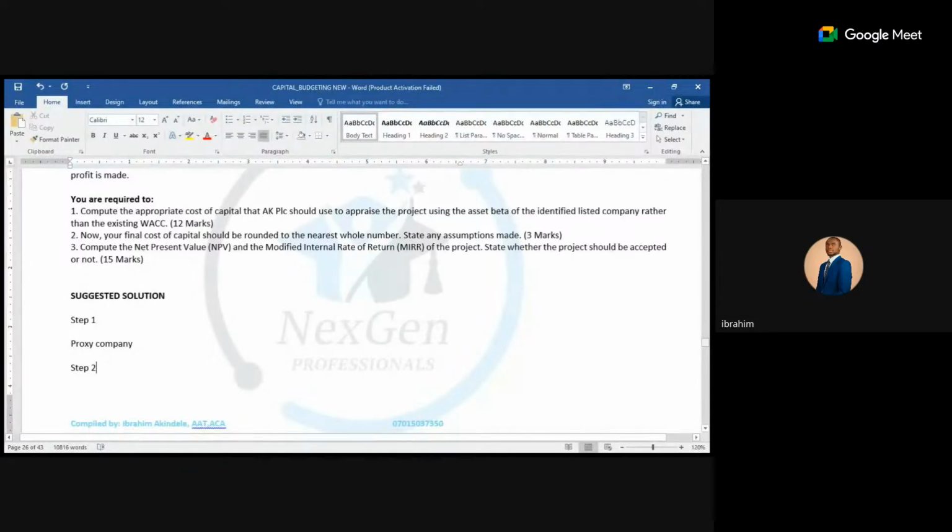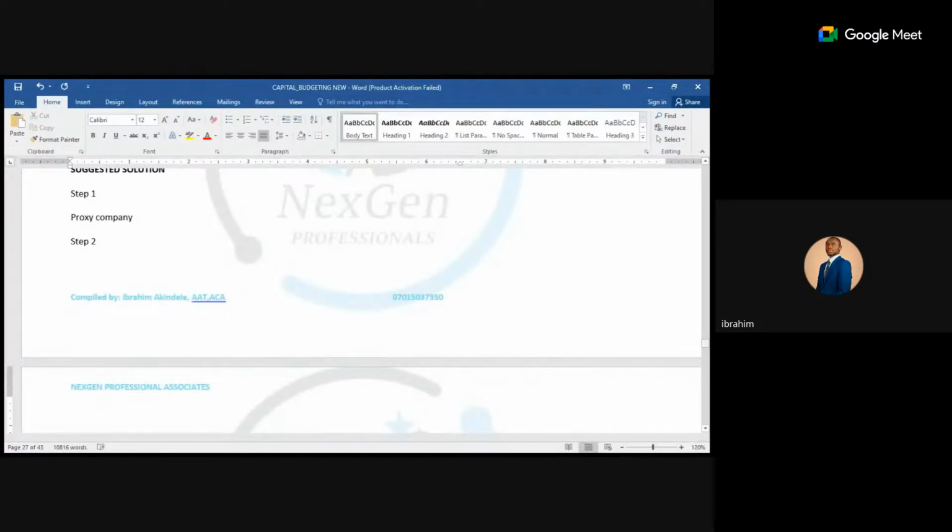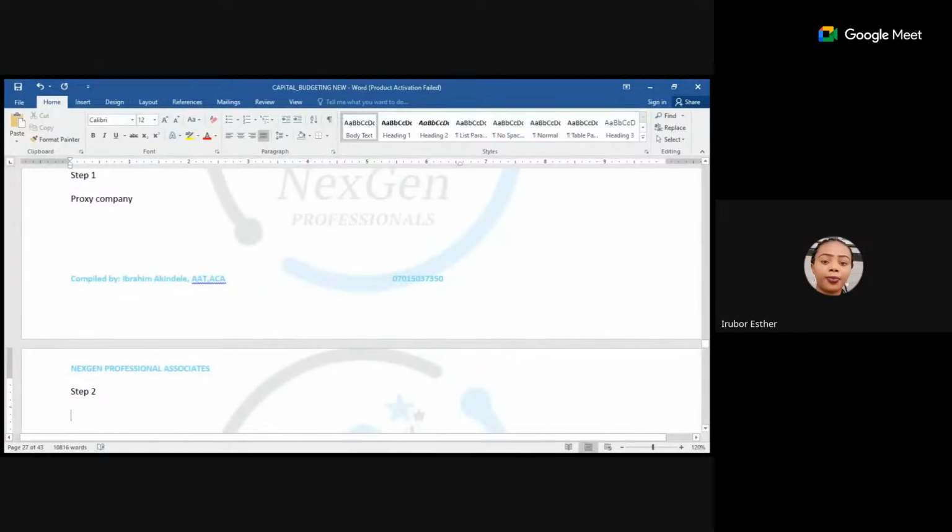Now, step two, we need to determine what? What is our step two, class? Ungear the equity beta of the proxy company, to remove the financial risk of the proxy company.